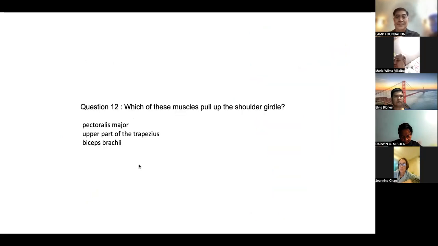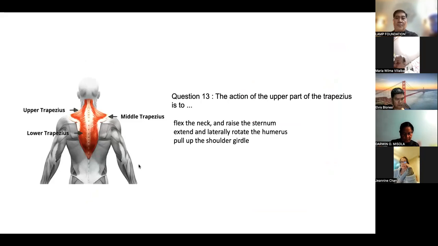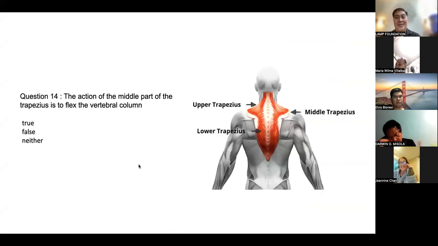True. Which of these muscles pull up the shoulder girdle? Pectoralis major. No. Pull up. Give it another try. Trapezius. Upper part of the trapezius. Yeah, the action of the upper part of the trapezius is to pull up the shoulder girdle. Hindi ko pinabalikan eh.